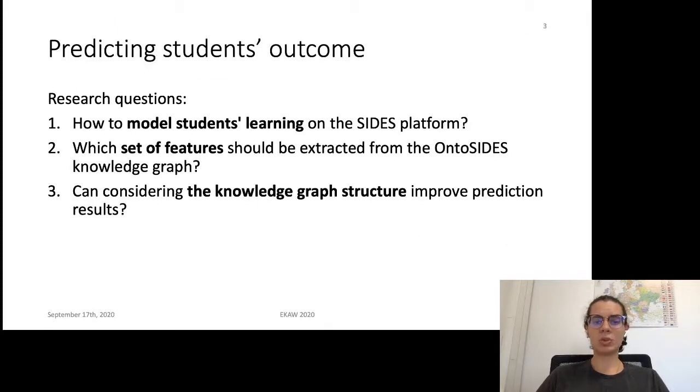To do this, we need to know the current level of knowledge of the student and whether he or she will be able to answer the question we will present to them. So, the goal of this work is to try to predict the students' outcomes on medical questions. In other words, if they are going to answer correctly or not to such questions. In particular, we try to answer the following research questions. How to model students' learning on the CIDES platform, which set of features should be extracted from the OntoSIDES knowledge graph, and can, considering the knowledge graph structure, improve prediction results?